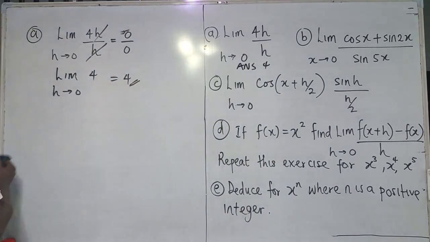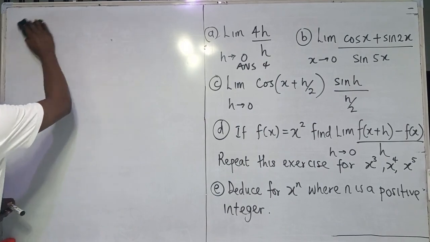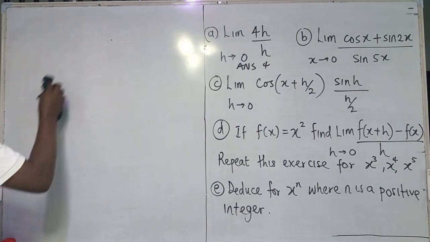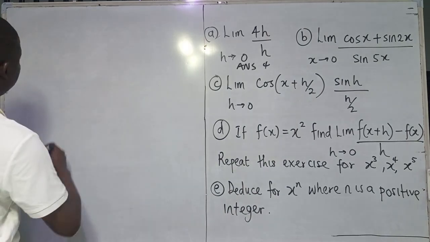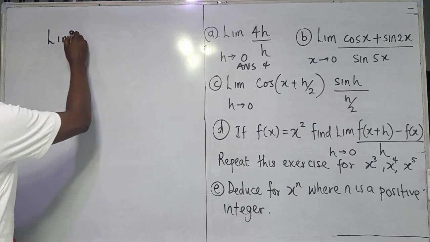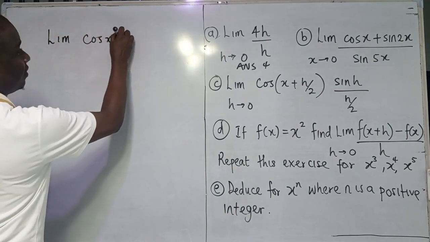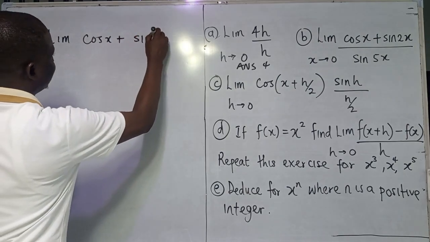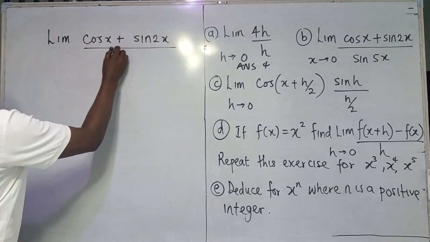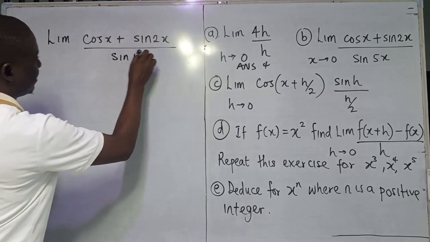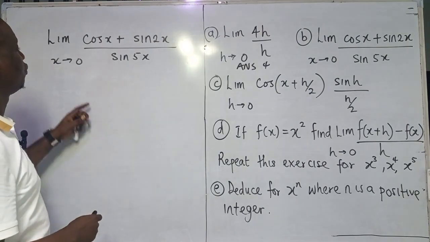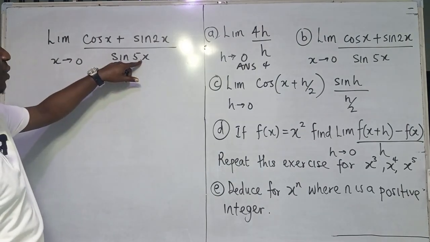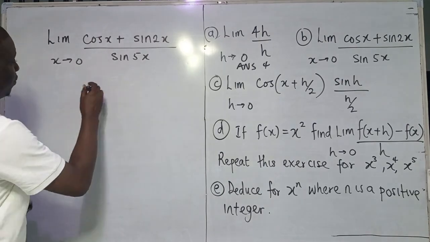Now let us look at question B. What is B saying? It says the limit of cos x plus sine 2x divided by sine 5x as x tends to 0. Now what we are going to do is simplify, just bring this one here. So give us 0.